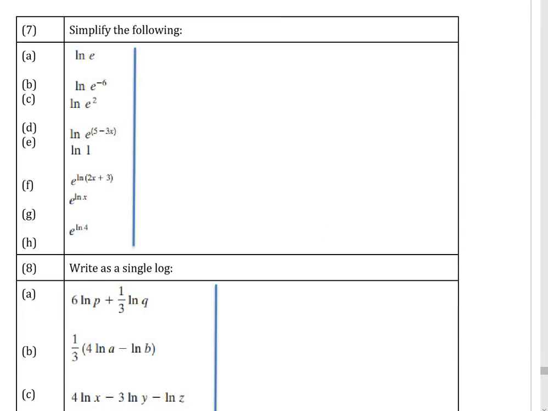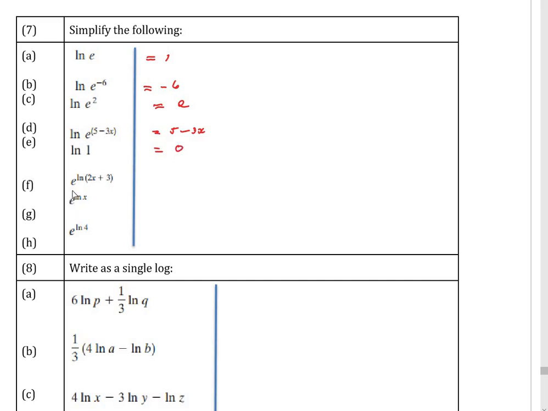So remember now that ln of e will just be 1. The ln of e to the negative 6 will just be negative 6, because the ln and the e sort of cancel one another. So the ln of e to the 2 will just be 2. The ln of e to the 5 minus 3x will just be 5 minus 3x. The ln and e cancel. The ln of 1 is 0. It's a property. We must know that.